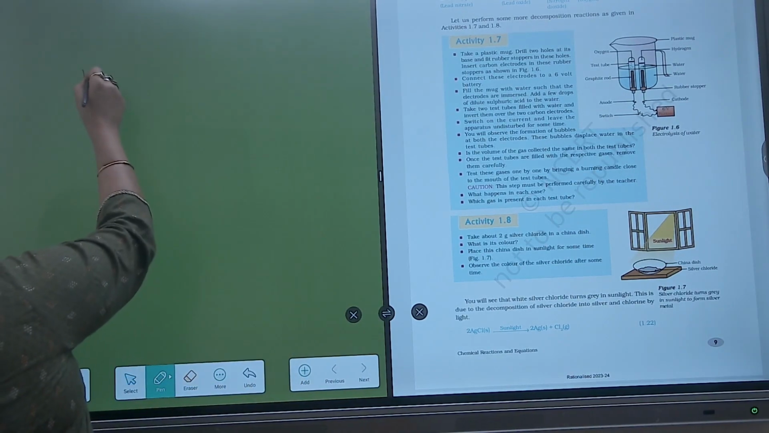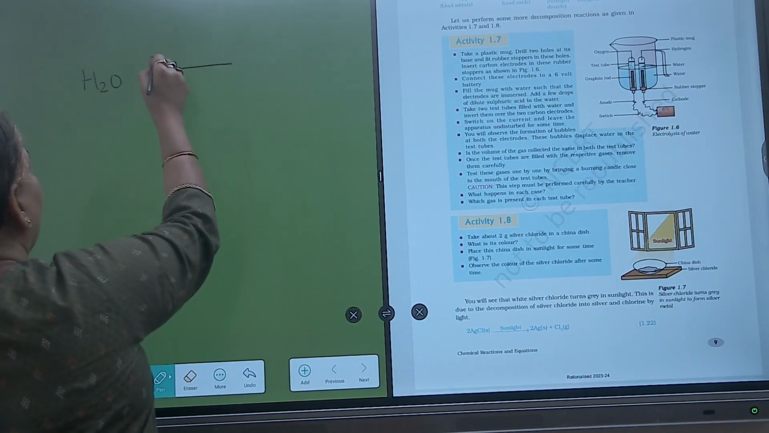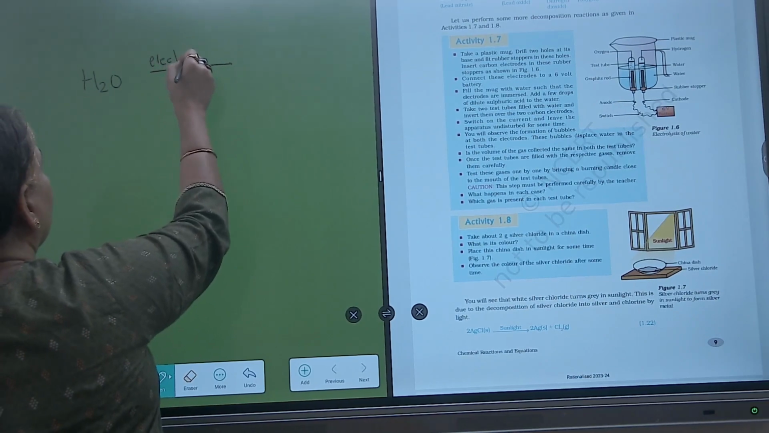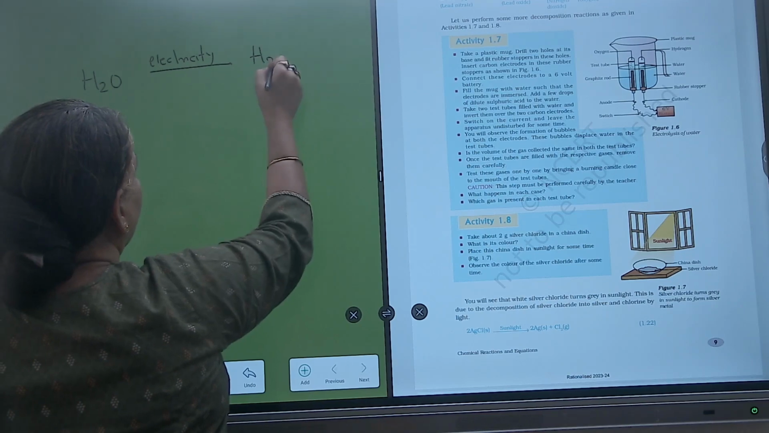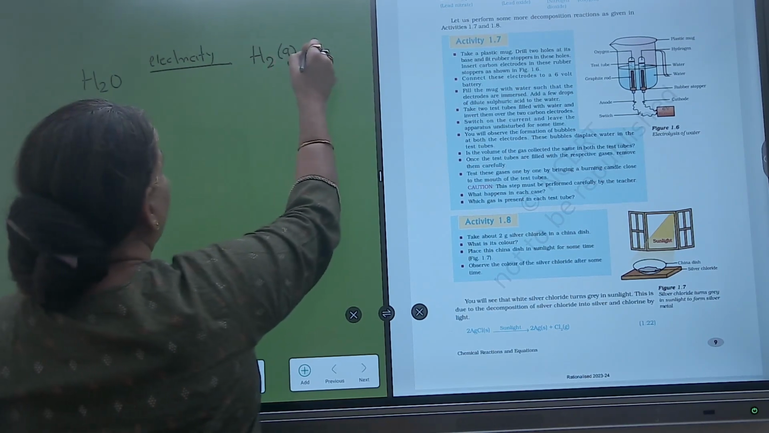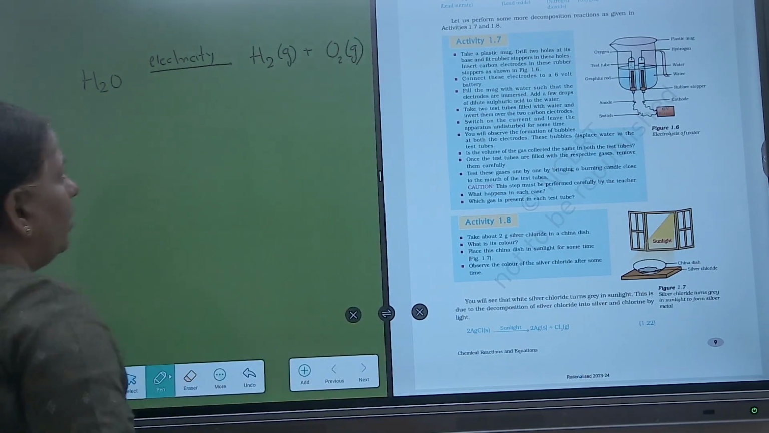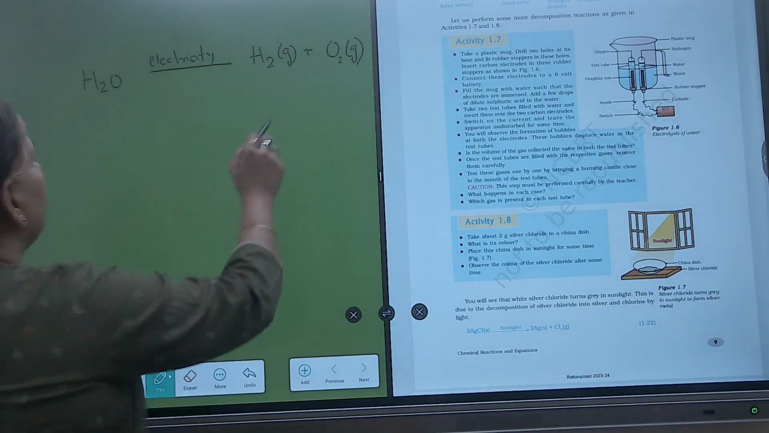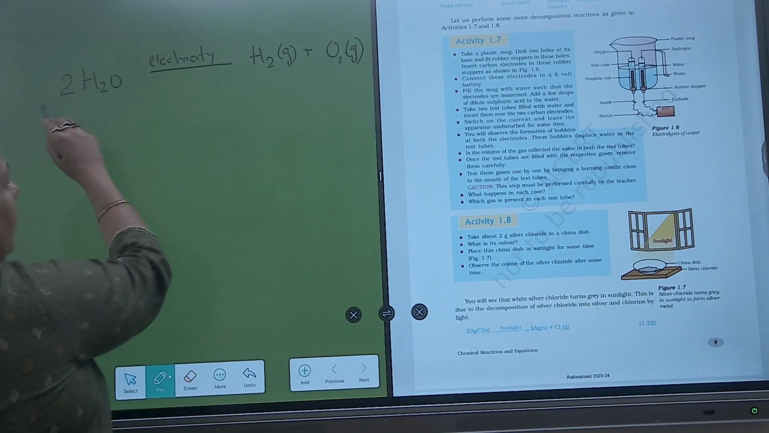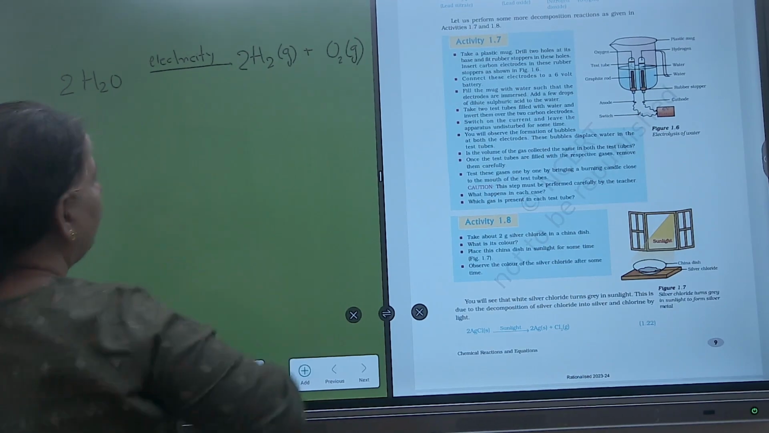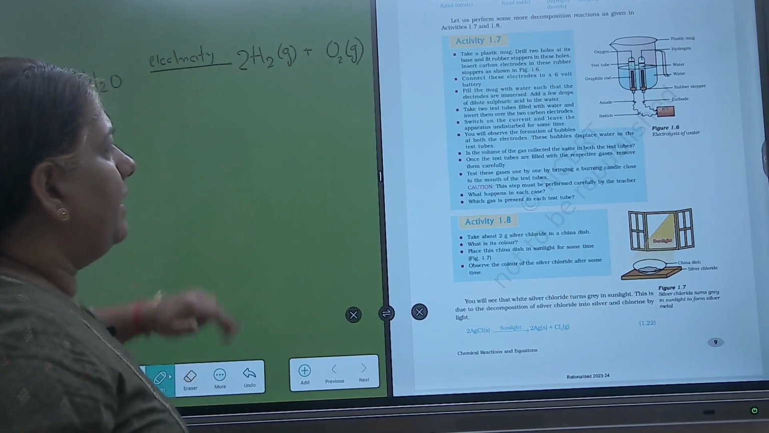See, water molecule on passing electricity will give two gases, hydrogen gas plus oxygen gas. Now let's balance the equation. See, 2 oxygen on this side, put 2 here. So hydrogen is 4 atoms. So here we'll write 2. So this is the balanced equation.